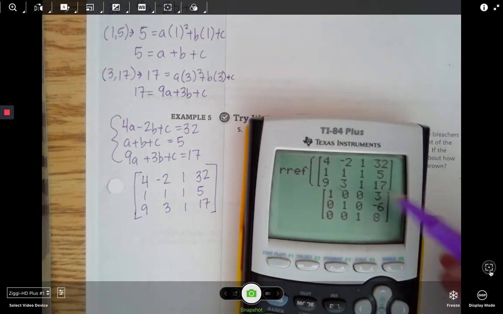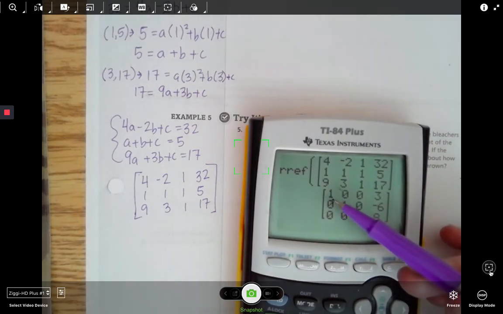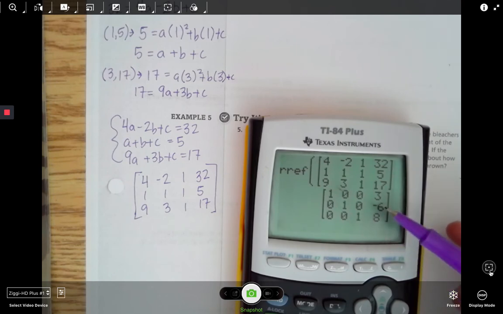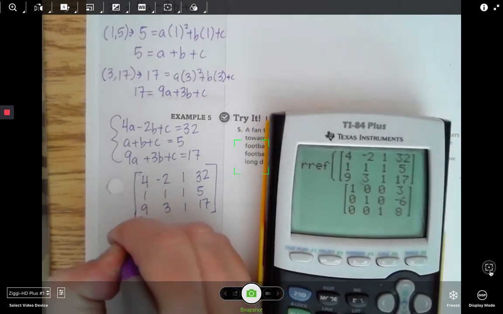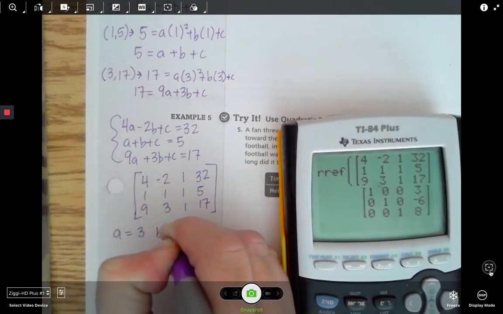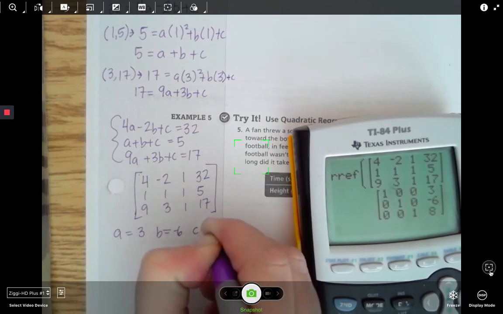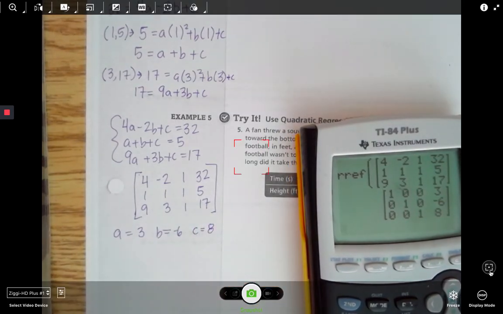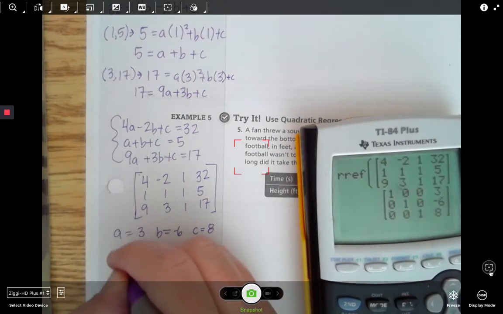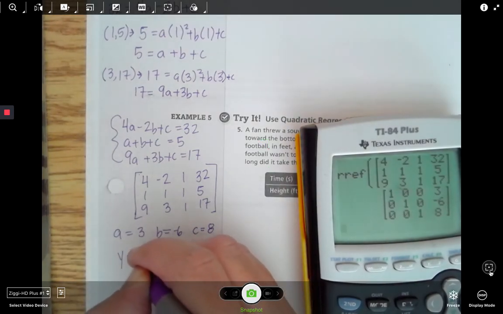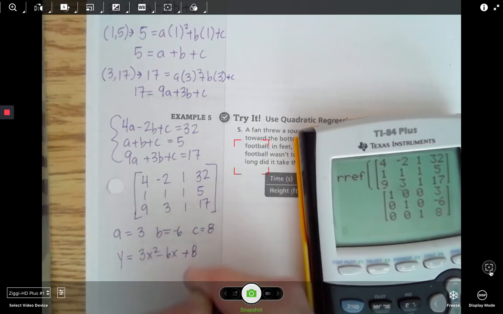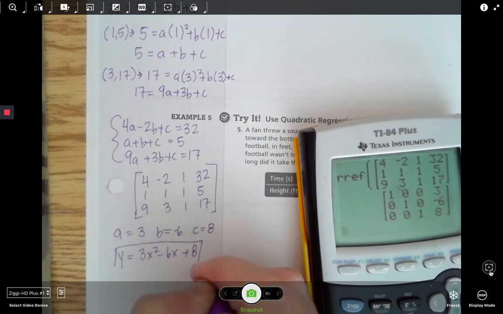You hit enter. It gives you that identity matrix. Remember, we talked about how the ones need to be in a diagonal. And then it tells you what A equals, what B equals, and what C equals. So A equals 3, B equals negative 6, C equals 8. So the standard form of this equation will be y is equal to 3x squared minus 6x plus 8. All that work for one equation.